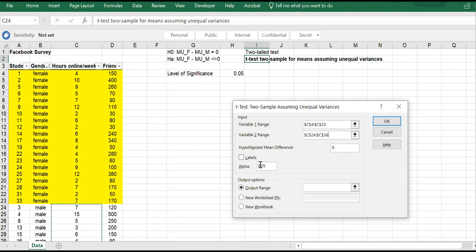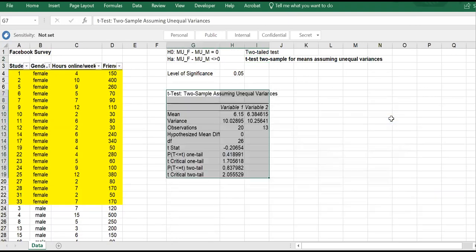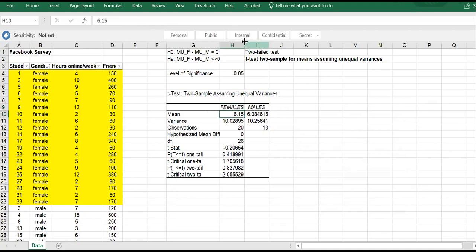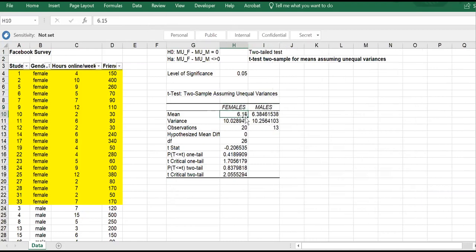There's no label. Alpha 5%, that's perfect. And I just want to show it in the same existing sheet, so I just put it in G7 and okay. Just make sure that you get the names right: female, males, females, males. Yes. From our observations, the sample means are not that different though. Let's see if the test supports our observation.